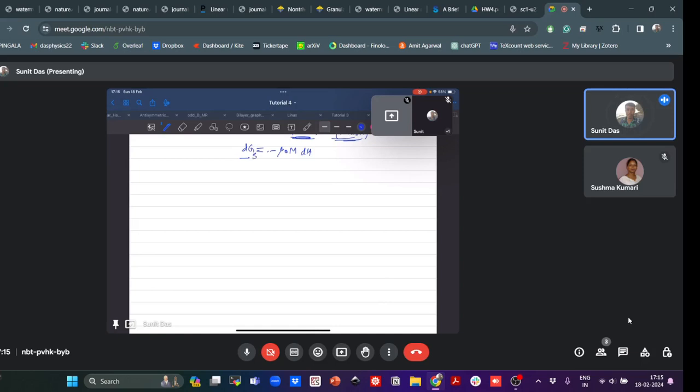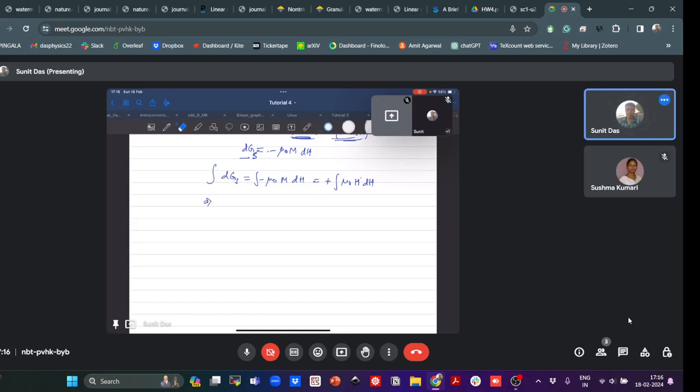So this is for the superconducting case. We are considering the superconducting case. Now if we integrate this, dG_S equals minus mu 0 M dH. And M is minus H, so plus mu 0 H dH, right?